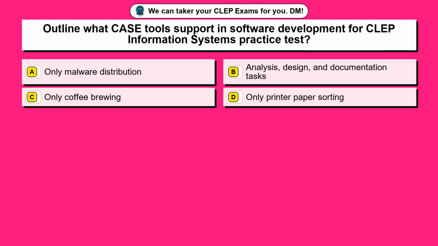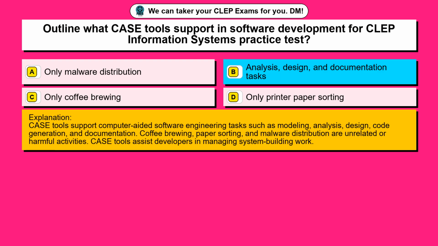Question 72. Outline what case tools support in software development for CLEP Information Systems practice test. Option A, only malware distribution. Option B, analysis, design, and documentation tasks. Option C, only coffee brewing. Option D, only printer paper sorting. The correct answer is option B, analysis, design, and documentation tasks.